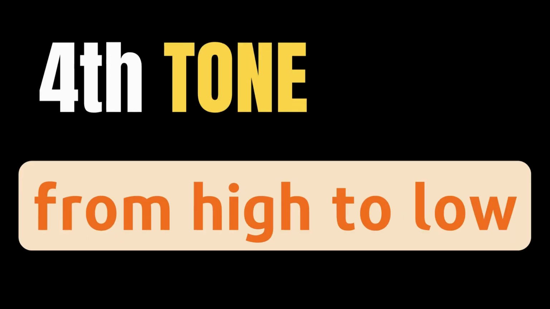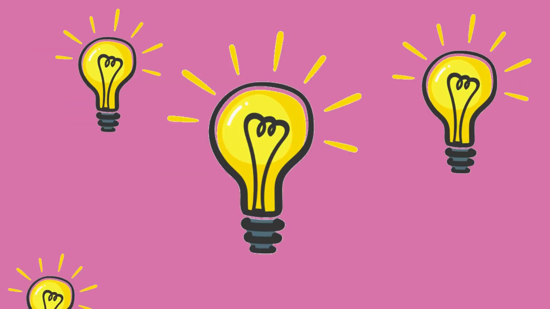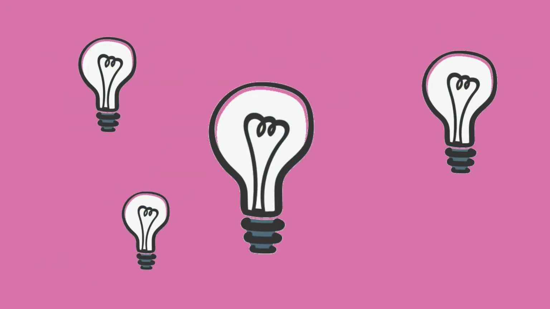Okay, now the fourth tone. The fourth tone is the opposite. It goes from high to low. Think of a firm command like stop or go. That sharp, falling tone is exactly the feel you want. Okay, these are the essential ideas to keep in mind when learning Chinese tones.